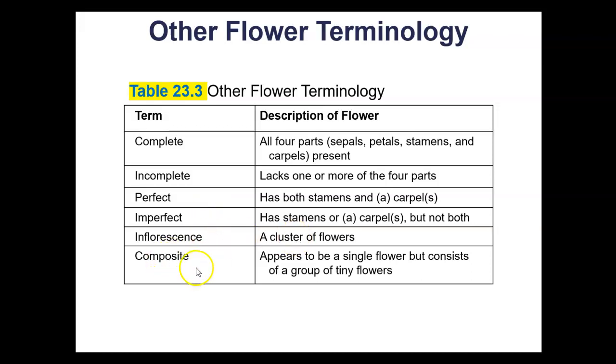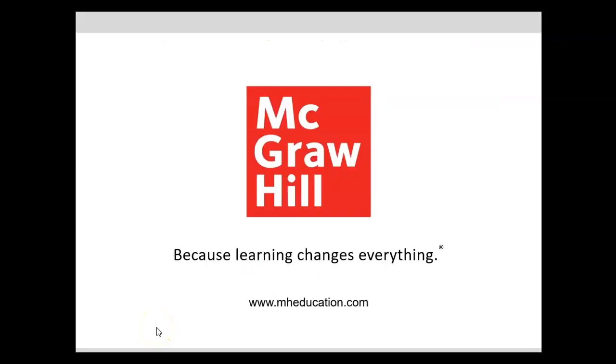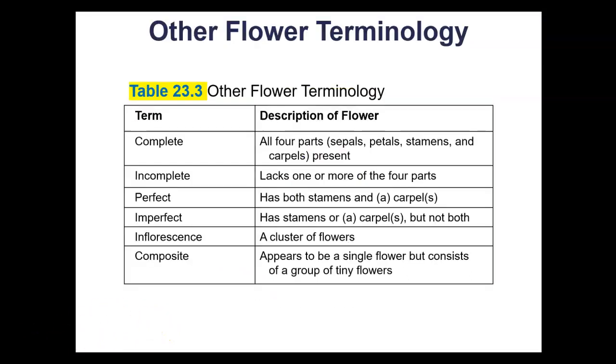Inflorescence is a cluster of flowers, and composite is a single flower but consists of a group of tiny flowers. And that is it for chapter 23.